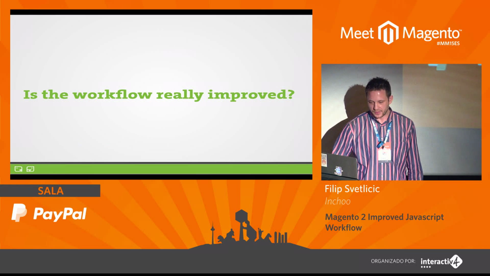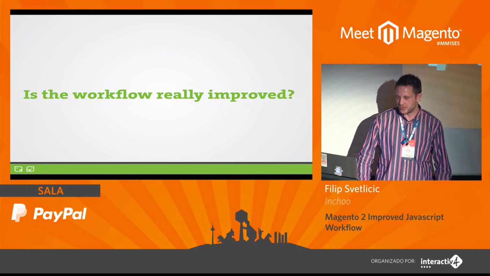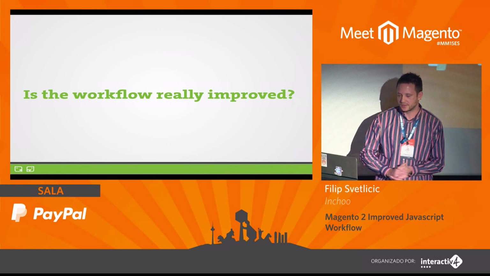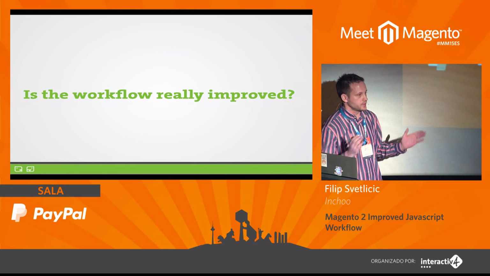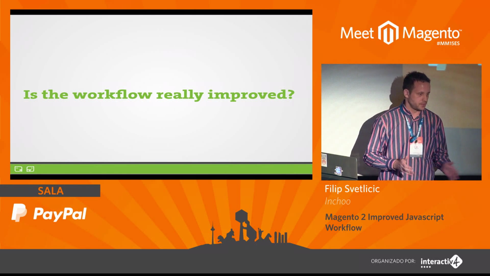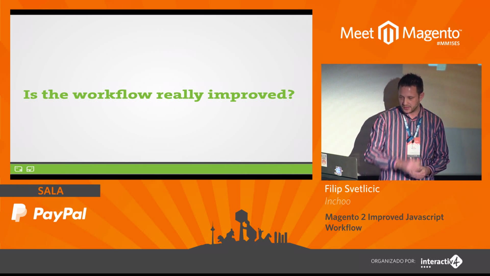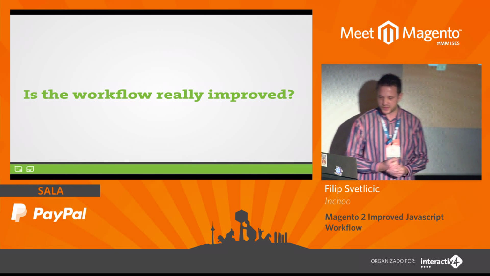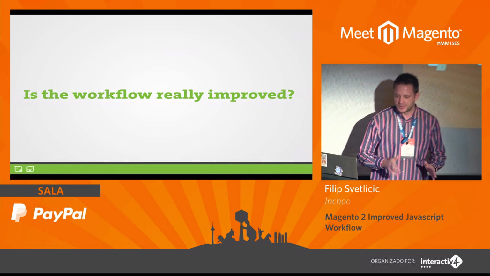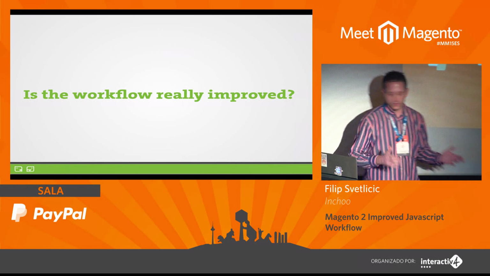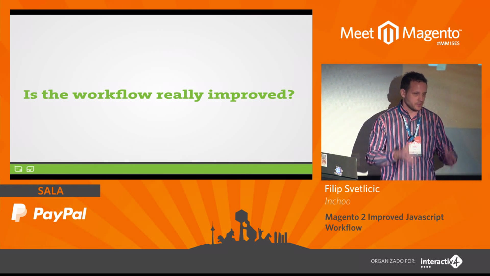Now, is the workflow really improved? When it comes to JavaScript workflow, Magento 2 has definitely introduced quite a significant improvement by introducing us to the AMD module loader, with newer concepts and technologies in general. But what we at Inchoo are concerned about is that the performance problems are still present, especially in loading a significant amount of unnecessary JavaScript without a reasonable way of removing it on project demand. They are just too dependent on the system, as we can see it now.